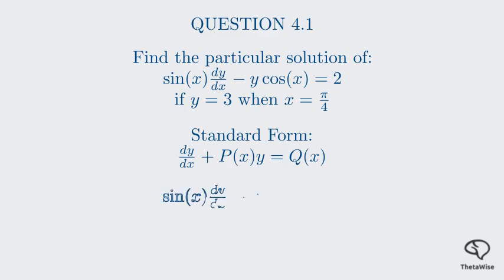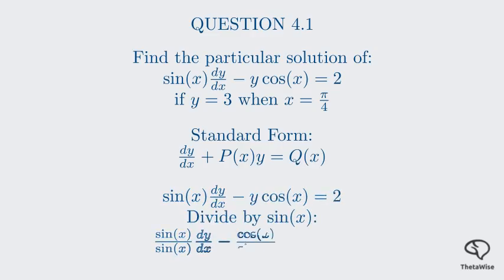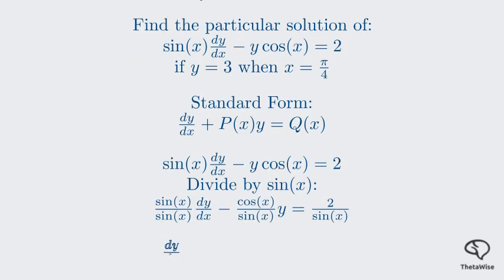We start with our equation. To make the coefficient of dy/dx 1, we divide every term in the equation by sine x. Now we can simplify using trigonometric identities. Remember that cosine x over sine x is cotangent x, and 1 over sine x is cosecant x. Applying these identities, our equation simplifies to dy over dx minus cotangent x times y equals 2 cosecant x. Now this is in our standard form.